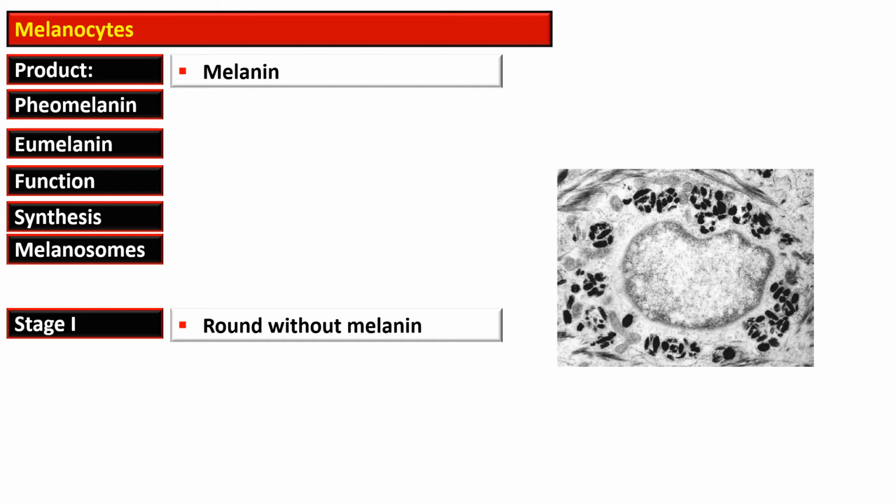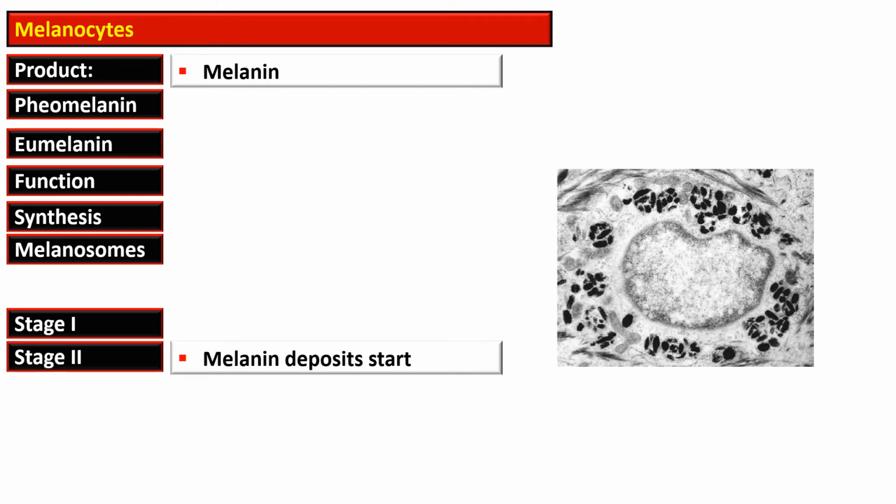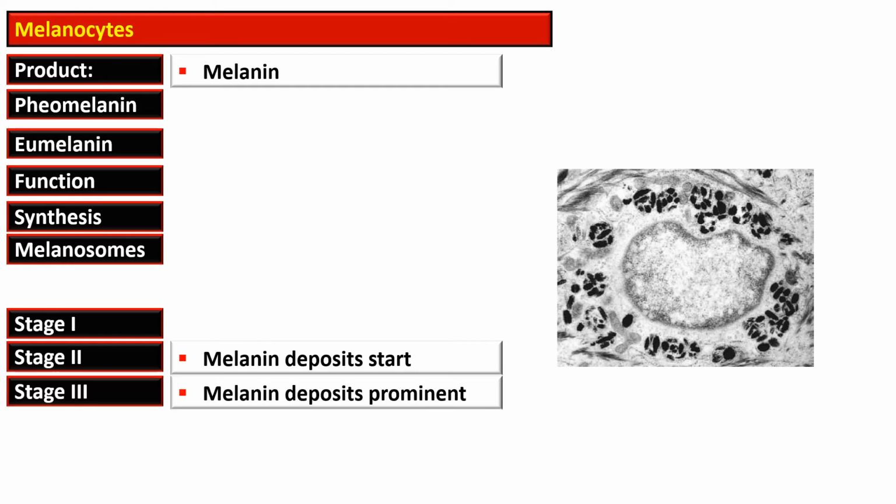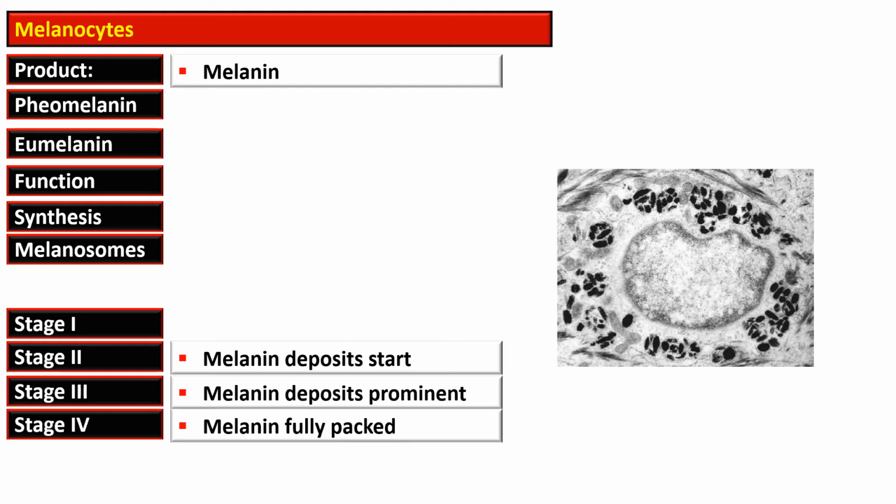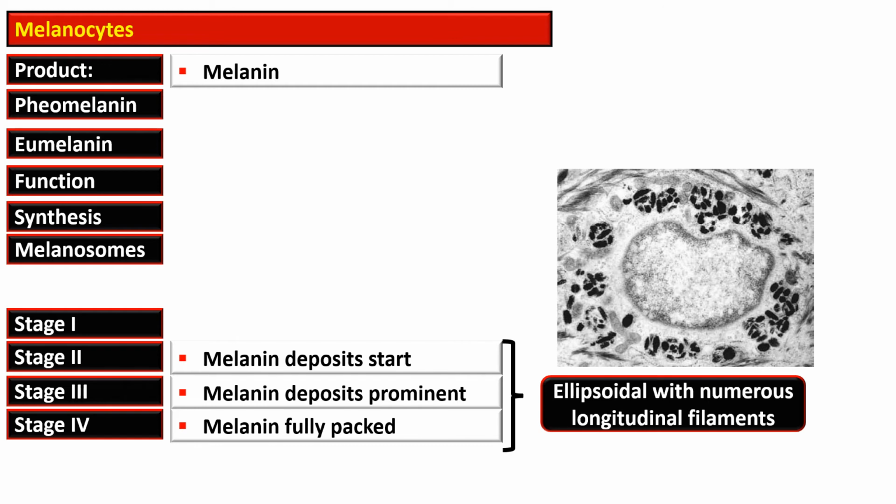Stage 2 melanosomes have melanin deposit that starts. Then in stage 3, there is prominent melanin deposit, while in stage 4 the melanin is fully packed within these melanosomes. The stage 2 to 4 melanosomes are ellipsoid in appearance with multiple longitudinal filaments.